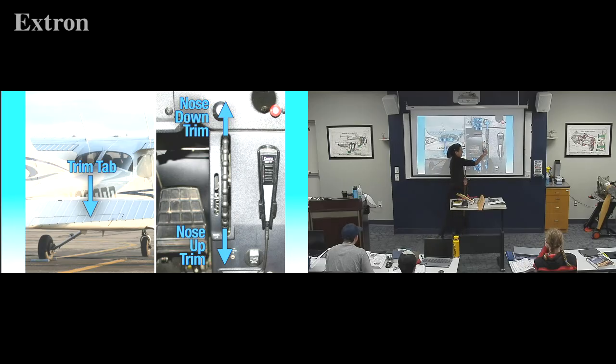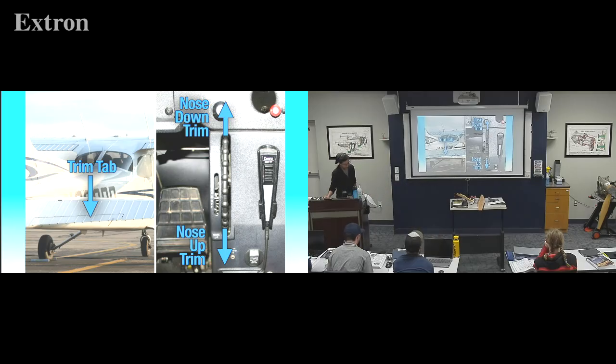Moving this wheel down gives nose up trim. The way I think of it, when I was trying to figure this out, is I'm grabbing the nose and pulling the nose up, if that helps you. Moving the wheel down gives you nose up trim. Moving the wheel up gives you nose down trim. If you think you're grabbing the poor airplane by the nose and shoving it down or pulling it up, that might help.